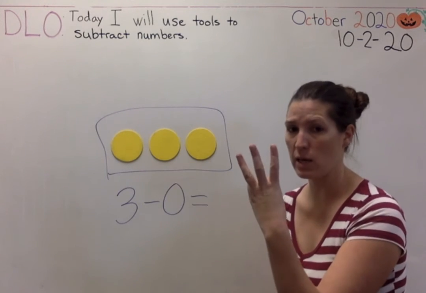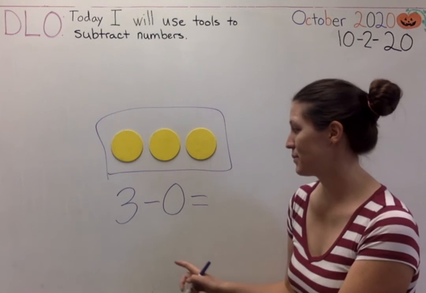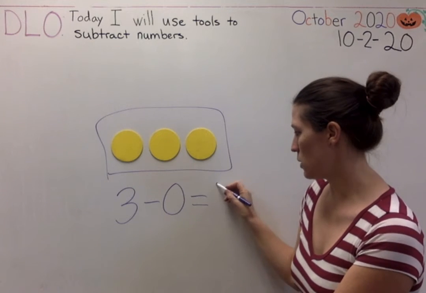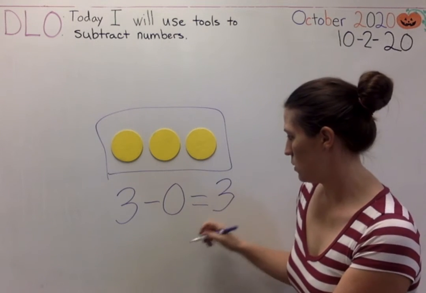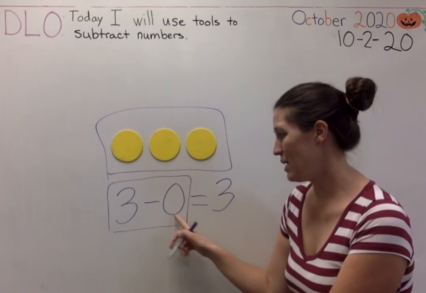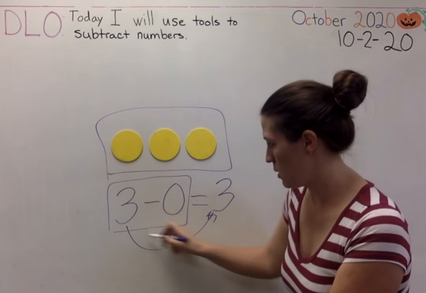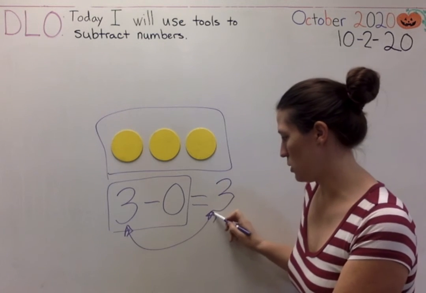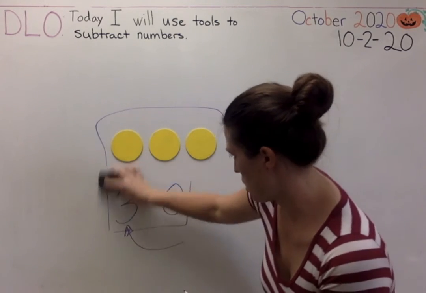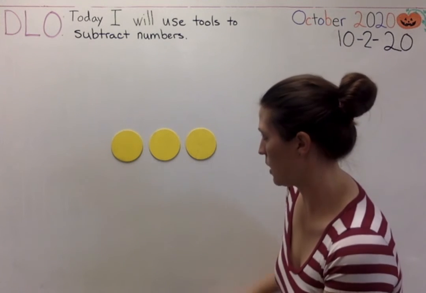If I have 3 and I keep them, how many do I have? 3. 3 minus 0 equals 3. Same thing with the 0 here. If you have a number minus nothing, it's always going to be that same number. Your difference will be the same number. So don't let 0 trick you. 0 can trick people sometimes.